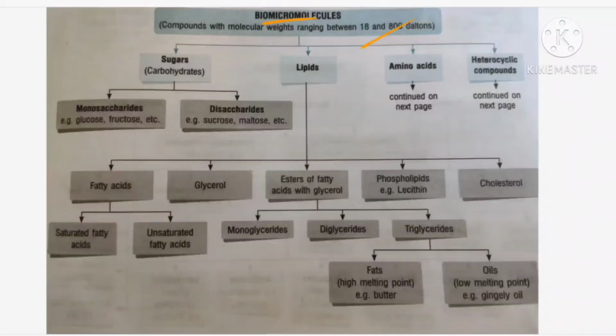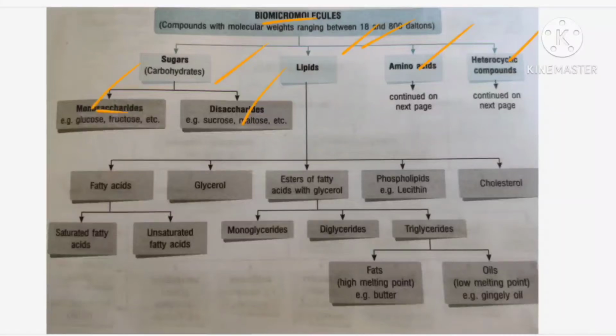Now these biomicromolecules can be divided into four major categories. What are the four major categories? One is sugar, second is lipids, third is amino acids, and fourth is heterocyclic compounds. Sugar everyone knows; in our body there is a lot of sugar. This sugar is a form of carbohydrate. When it comes to biomicromolecules, which means smaller, it can be of two types: monosaccharide and disaccharide.